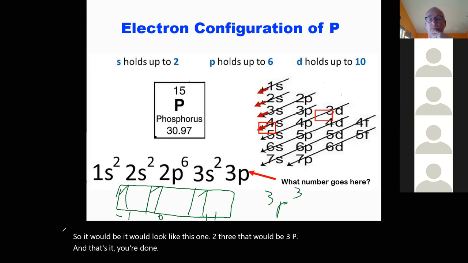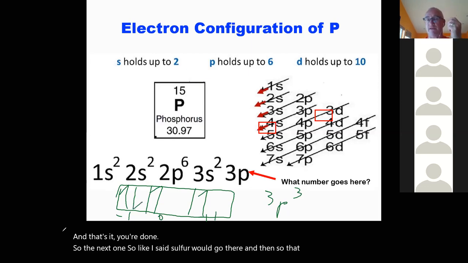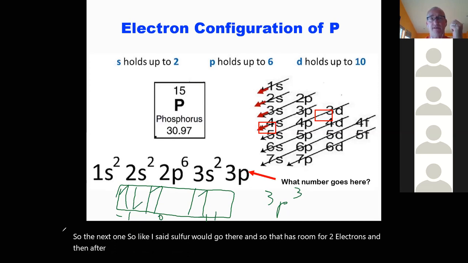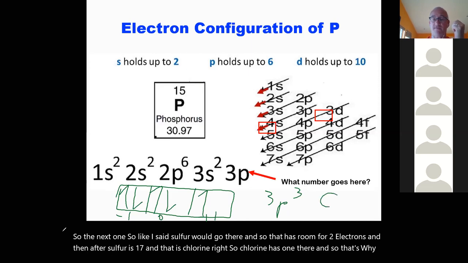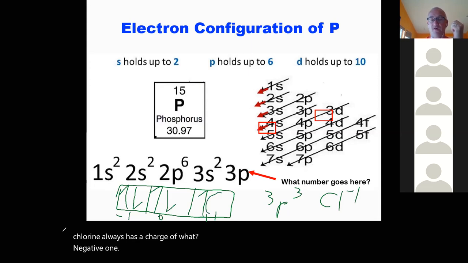Yep. So then the next one, like I said, sulfur would go there, and that has room for 2 electrons. And then after sulfur is 17, and that is chlorine, right? So chlorine has 1 there. And so that's why chlorine always has a charge of what? Negative. Negative one. Because there's room for exactly 1 electron there.